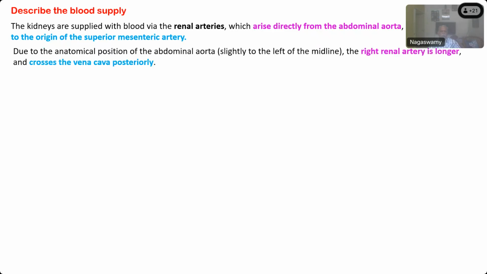Whereas infrarenal aortic clamping, when the aneurysm is lower down, is much safer. So that is the reason why we should know the blood supply, especially the arterial supply going to the kidney.